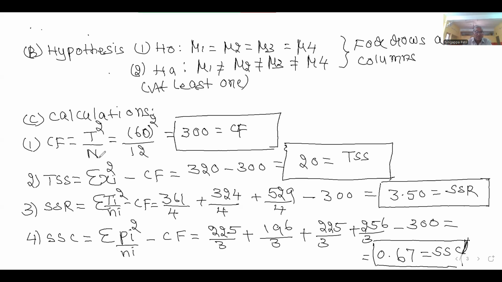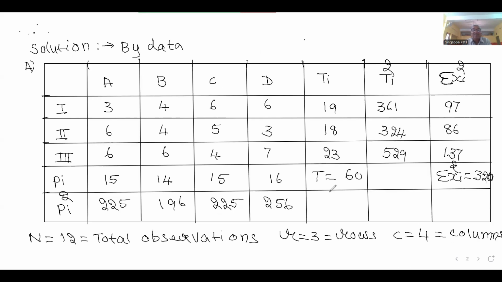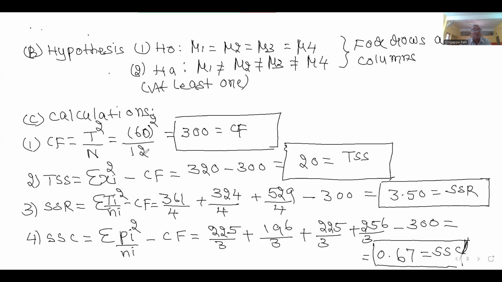Okay, calculation, my dear students. CF equal to T square upon N. Look here, from the table, T square: 60 square divided by N, which is 12. 60 square divided by 12. Look here, 60 square divided by 12 is 300. It is an important result, CF. Box it.